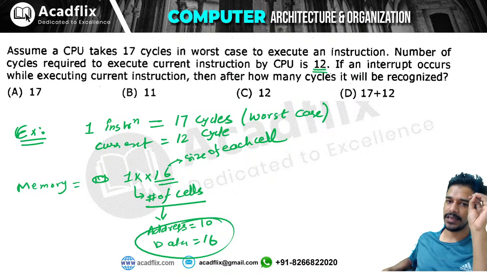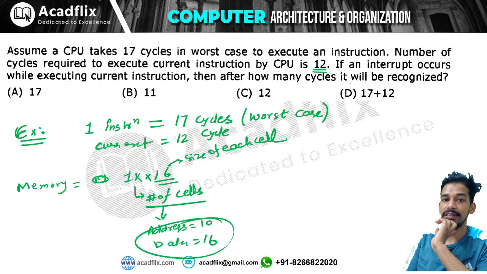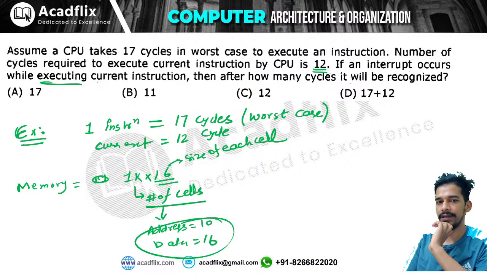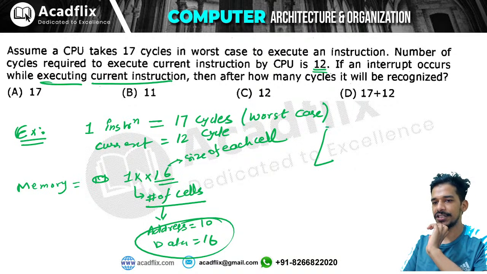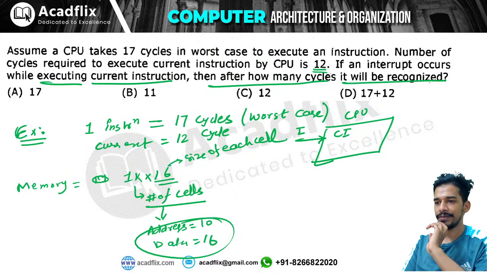will require 17 cycles to execute any instruction, but the current instruction which we are executing will take only 12 cycles. If an interrupt occurs while executing the current instruction, okay, you are executing the current instruction in the CPU and an interrupt comes to the CPU. So if an interrupt occurs while executing the current instruction, then after how many cycles will it be recognized?